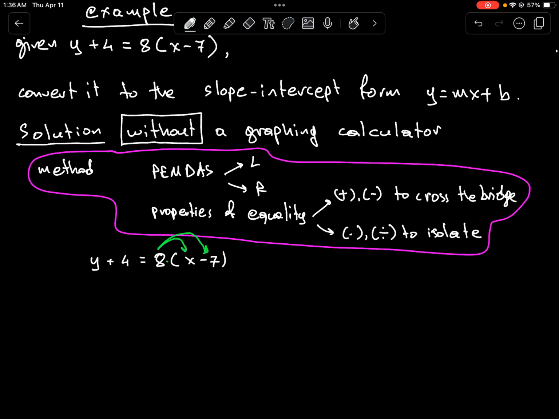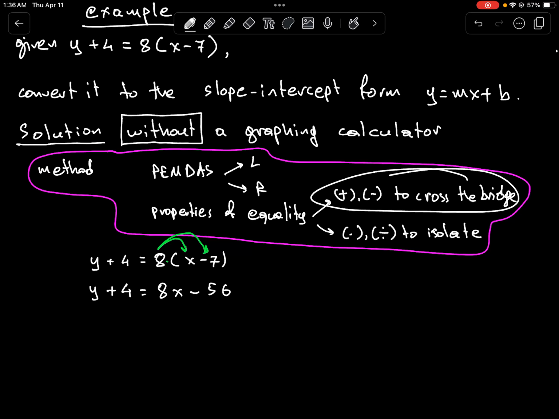Okay, am I done with PEMDAS to the right? Is there anything to do? No. So now we'll go to properties of equality. Those are addition, subtraction, multiplication, division. That just means whatever you do to the one side, you got to do to the other side as well. First, we're gonna cross the bridge, meaning move the terms left to right by adding or subtracting. Our purpose is to isolate y, so the plus 4 needs to go.